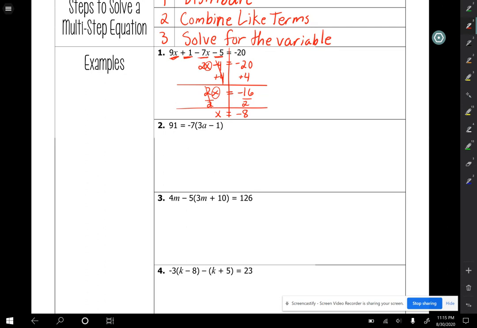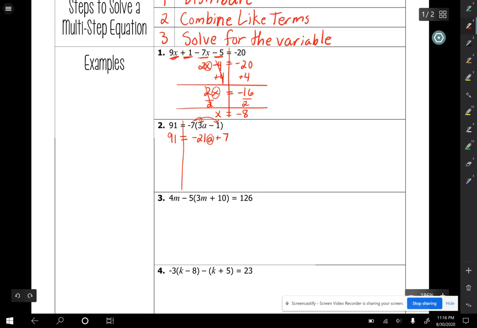So in number 2, we have 91 equals negative 7 times 3a minus 1. So before we can solve this one, we're going to distribute the negative 7 to the 3a and the negative 1. So negative 7 times 3a is negative 21a. Negative 7 times negative 1 is positive 7. Now this looks like something we've done before.